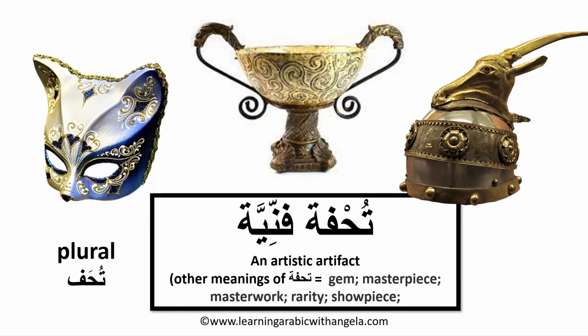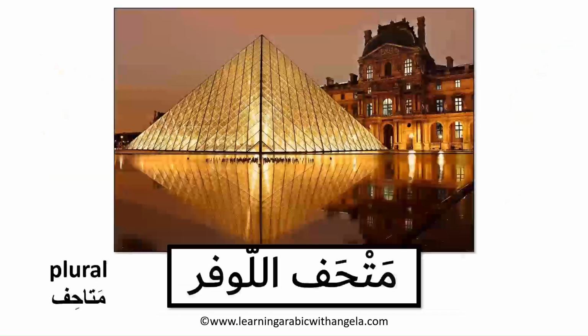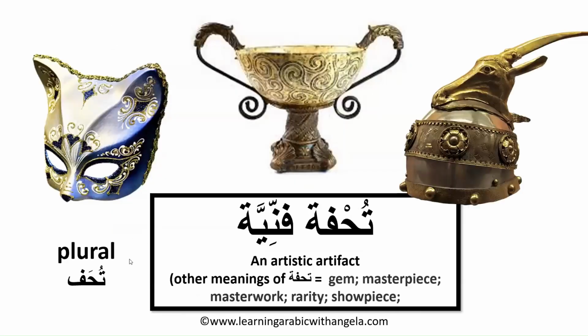فن means art. We add the ya of attribution to change it to an adjective. So it becomes artistic. So from art, fan, we change it to فنية, artistic, using the ya of attribution over here. Same way when you speak about nationalities, for example, لبناني, لبنانية. تحفة فنية. So typically, in this type of museum, which we call المتحف, we display التحف.